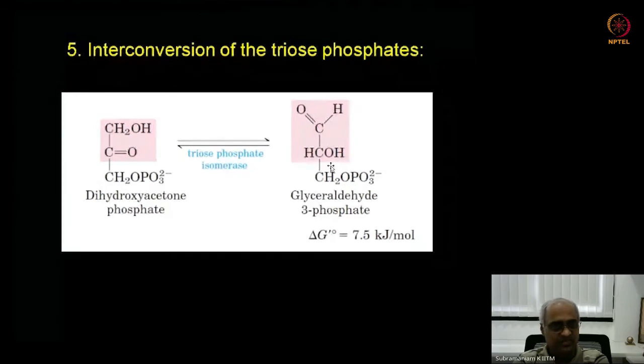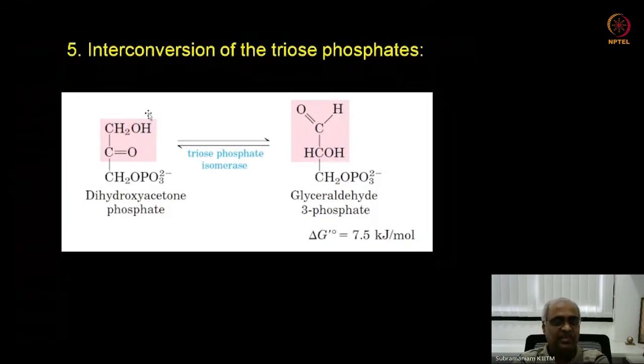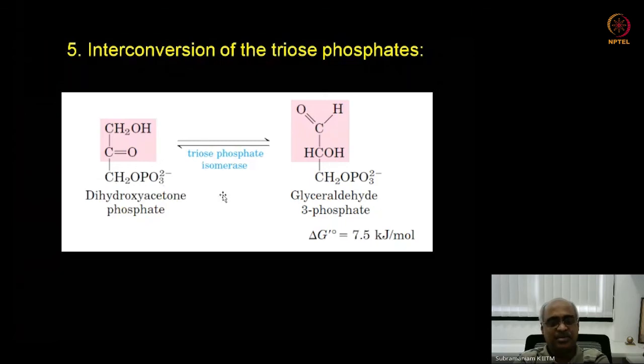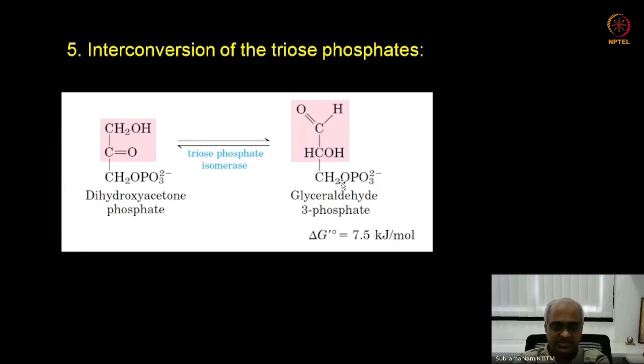This is an aldotriose, and this is a keto sugar. You can't directly call it a triose. So triose phosphate isomerase catalyzes this interconversion, and since the subsequent reactions will siphon off glyceraldehyde 3-phosphate, the dihydroxyacetone phosphate eventually gets converted into glyceraldehyde 3-phosphate. Okay, so this is the 5th step.